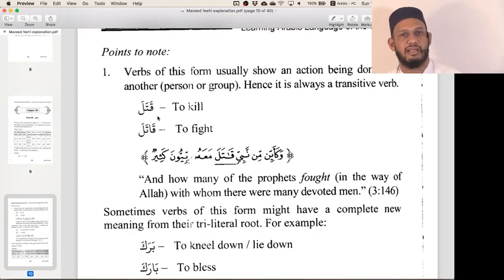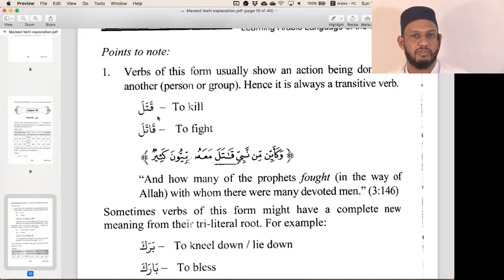For example, kataba means to write. Kattaba, on the second verb, which the quality is causation, means to cause someone to write, which could mean to dictate someone to write. Whereas in the third verb, kataba, what do you think it means?